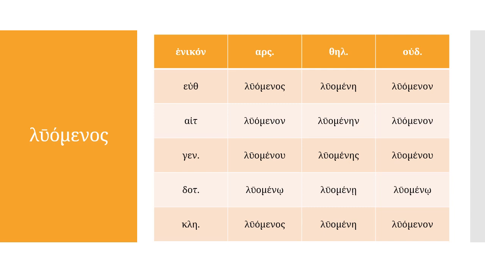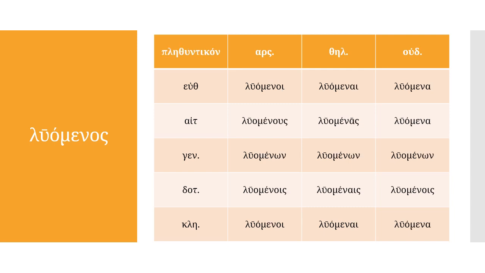Then the udeteron, the neuter, does what you would expect it to do. It's similar to the arsenikon. It follows a second declension, but the eutheia and the aitiatike, the nominative and the accusative up the top, liuomenon, liuomenon, they are the same. Everything else is as you might expect. So the endings of the middle participle are very regular and they are built in a very consistent way. That's one reason to deal with them first.